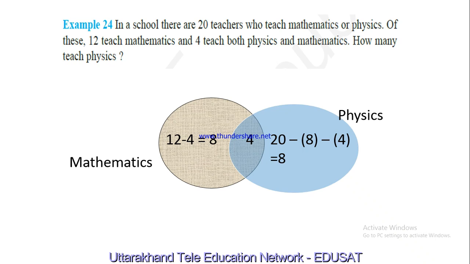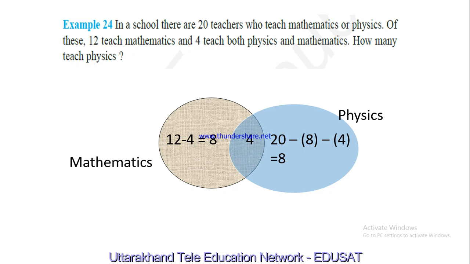However, if somebody asks how many can teach physics, the answer would not be 8, the answer would be 12. Only physics means they can teach no other subject. The answer is 8 towards your right. However, physics is different from only physics. Only physics means they can only teach physics, they cannot teach anything else. While physics means they are teaching physics for sure, but they may be teaching other subjects also.